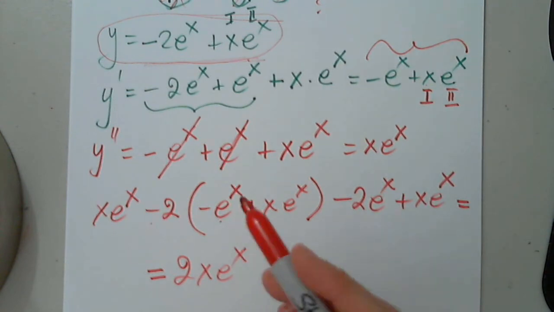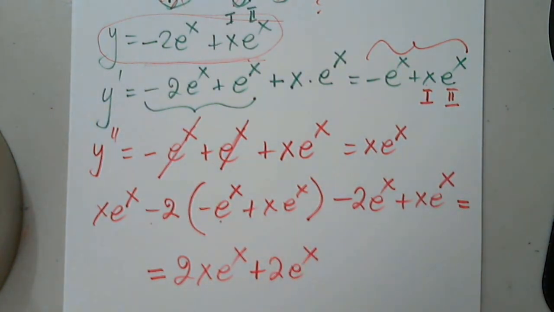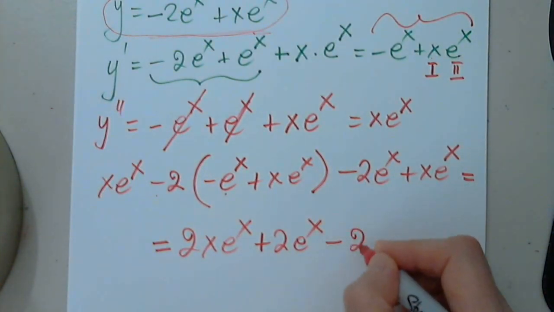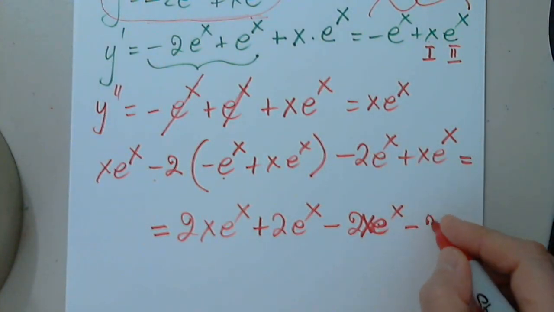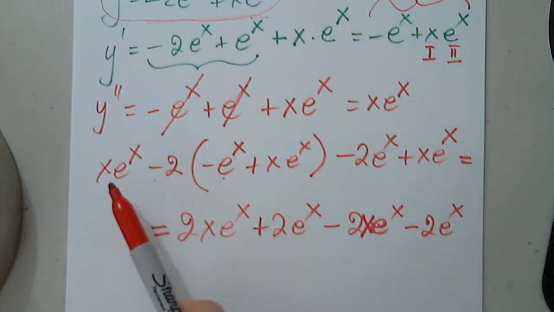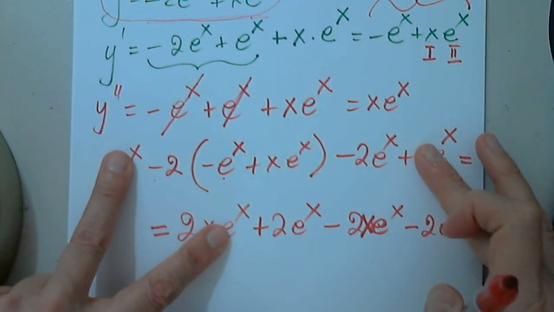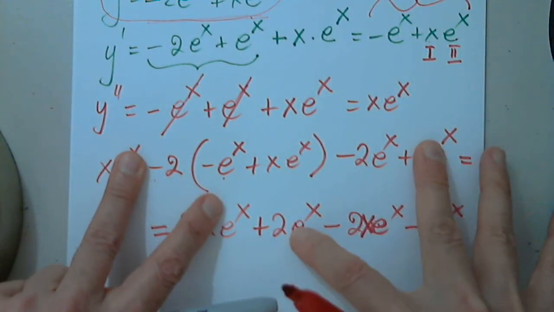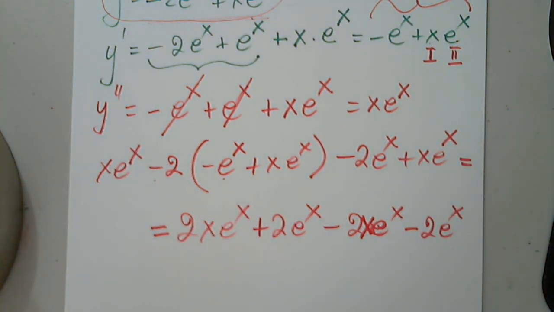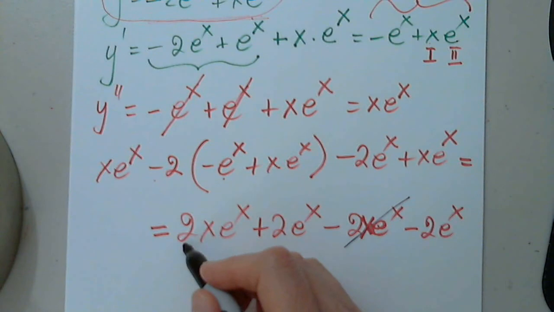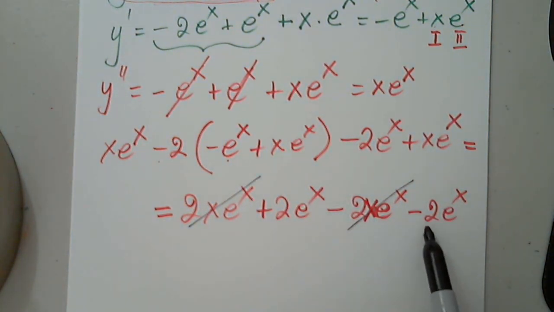Negative 2 times negative e to the x is positive 2e to the x. Negative 2 times x times e to the x will be negative 2x e to the x. And minus 2e to the x. So this with this are here. Then this is here, and I have to copy this. And now let's look carefully and see what we have. I have a 2x e to the x, but a negative 2x e to the x. Thank you very much. I have a 2e to the x, but a negative 2e to the x.